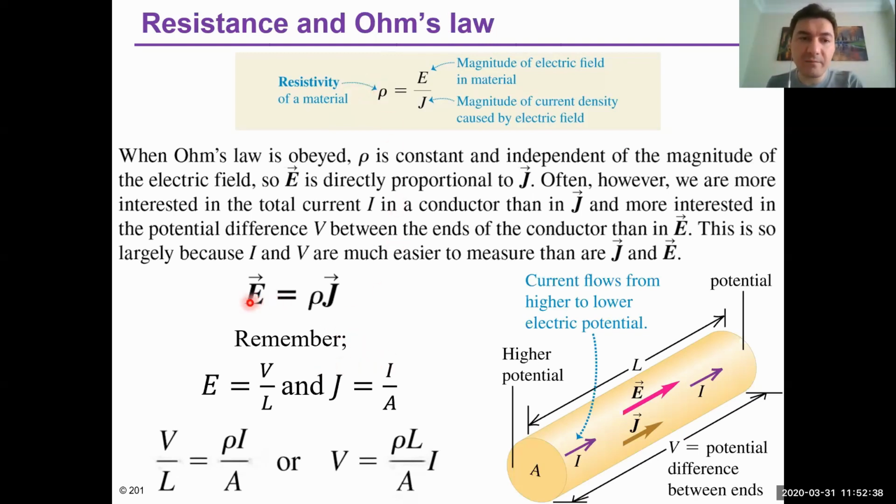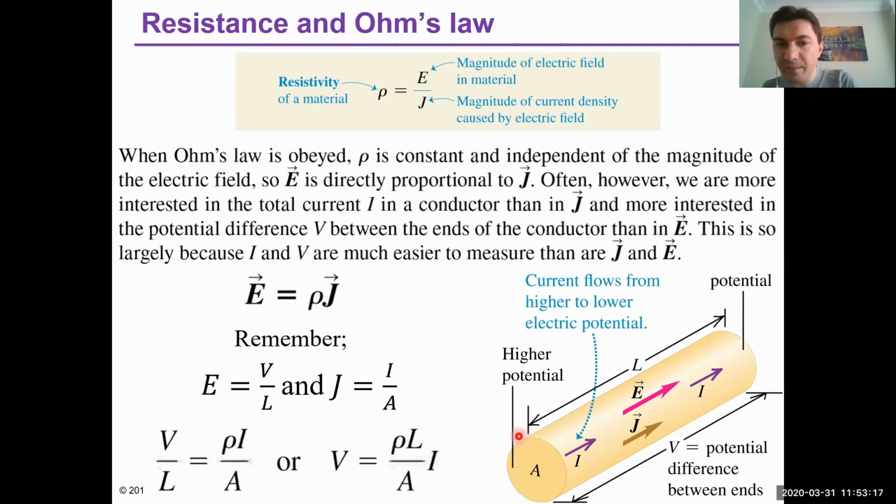But what we have here, I can write this electric field like this: electric field equals rho times J, right? This is the resistivity. So since this is constant, if I increase this one, this also will be increased. But it is not so easy to measure electric field. It is also not so easy to determine J. Instead of J, I can use current. Instead of electric field, I can use voltage. I can measure them much easier compared to J and electric field.